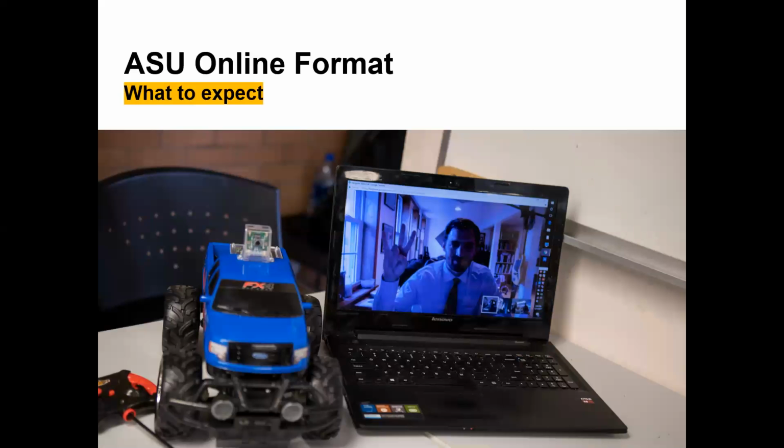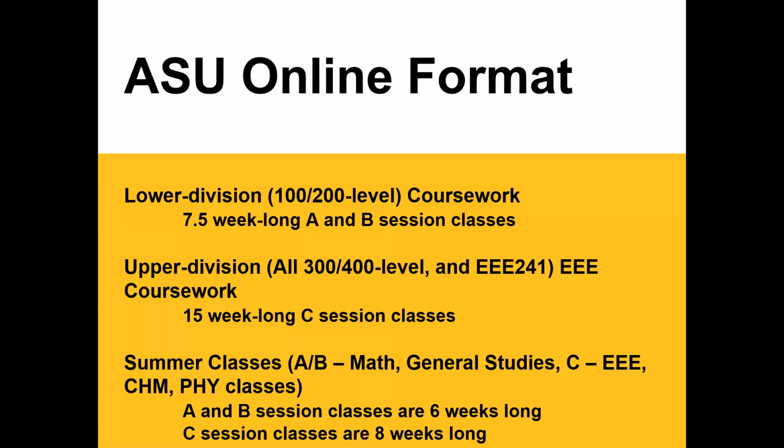The ASU online format and what to expect. So our semesters encompass an A, B, and C session, either on campus or online. As an online electrical student, you will notice that all of your lower division courses, the 100 and 200 level courses, are in the A and B sessions. All of your upper division courses, the 300 and 400 level courses, are included in the C session class, which is 15 weeks. The summer session's a little bit different.